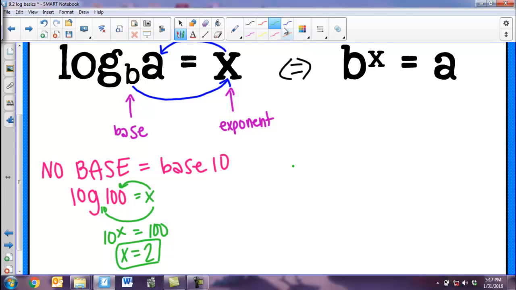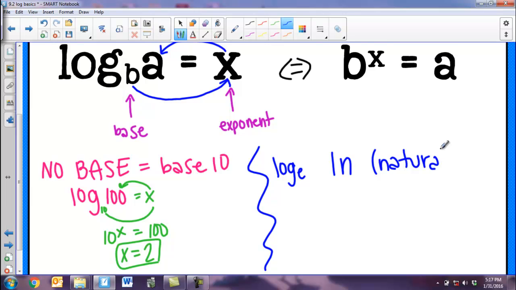There's also another type of log that you're going to see, and that is if you have a log base e. Instead of writing log, we would write ln, which is known as a natural log. And so that's log base e. And e is actually a special number. It's called Euler's constant, spelled like Euler but pronounced Oiler. And it's just a number. It's kind of like pi.